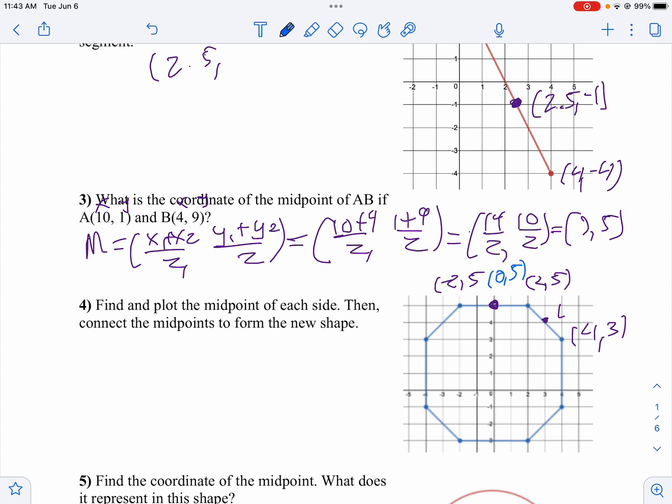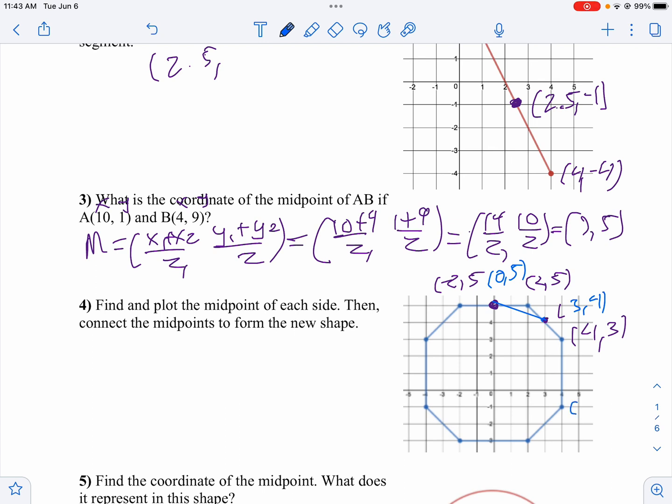And over here, we're going to be at 3. And looks like I'm up 4, aren't I? Halfway between 5 and 3 is 4. Then I'm going to connect them. I'll do the same thing down here.